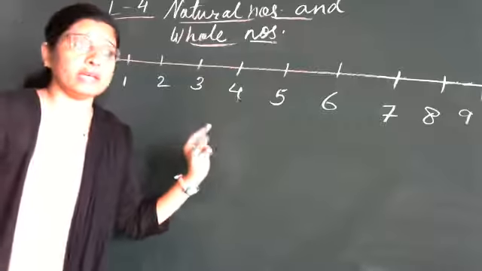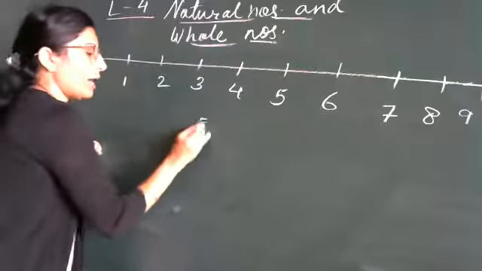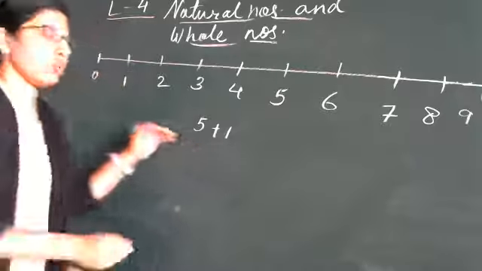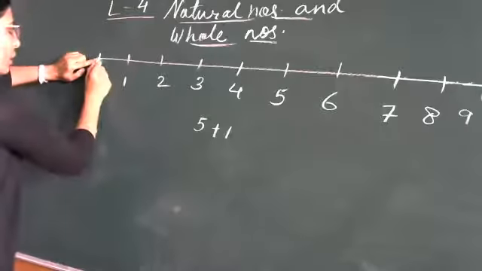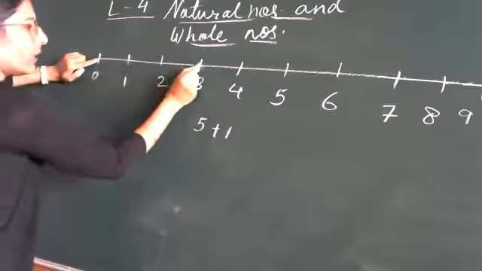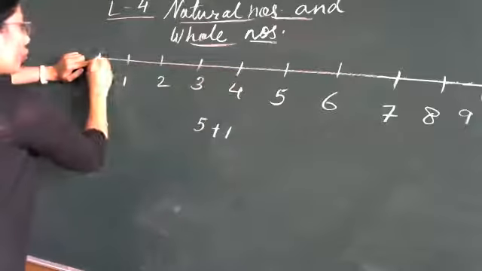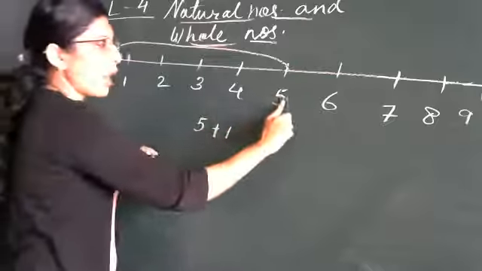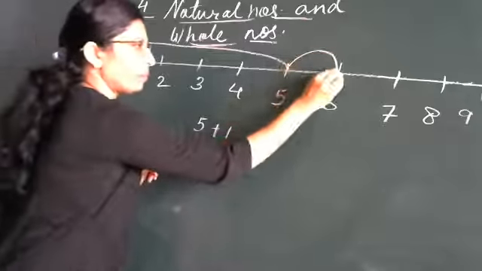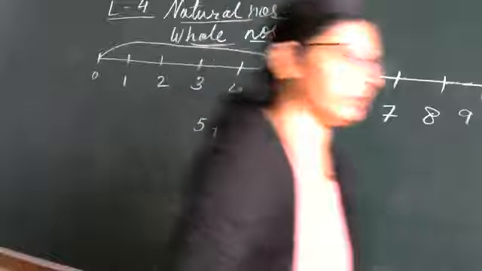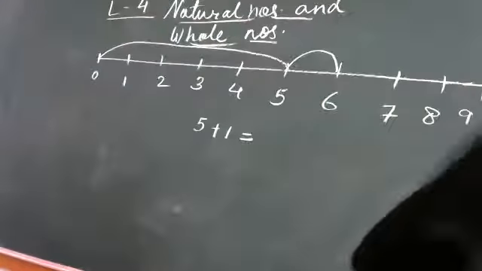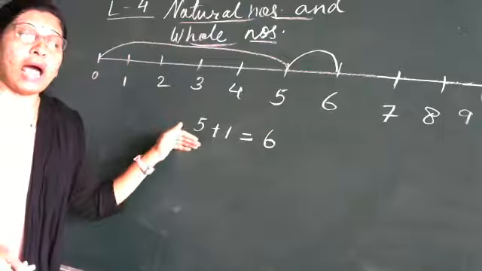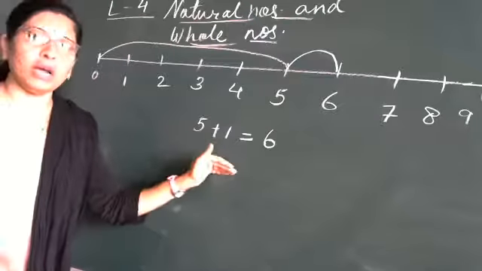On this, if addition is given, say 5 plus 1, how can you do 5 plus 1? You have to start from 0. 0 to 1, 2, 3, 4, 5, and plus 1 means one more jump. So what will be the answer? 6. Like this we can add whole numbers on a number line.